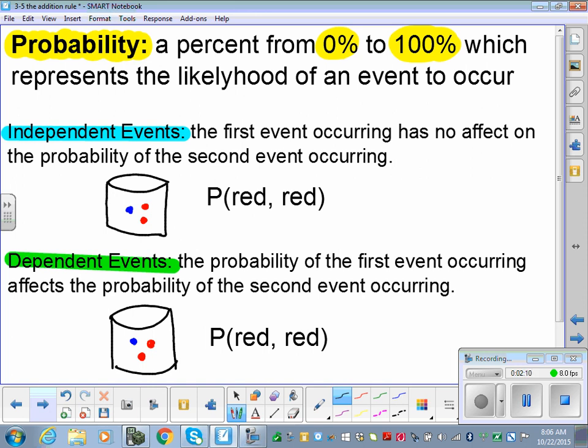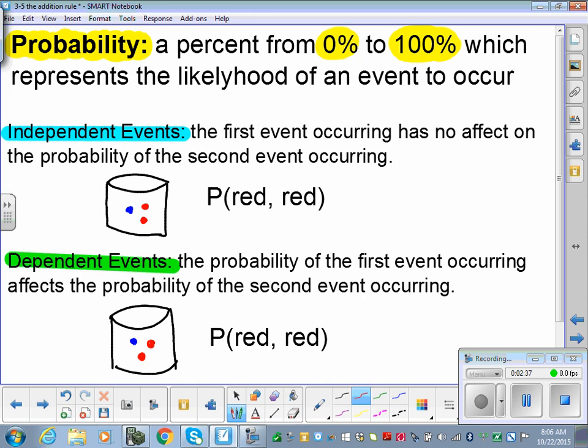So then we talked about these few things in this unit. Independent events. So independent means the first event has no effect on the second event. It has no effect on the probability of the second event. And we know that if that's true, then we can multiply the individual probabilities. So let's look at this one real quick. If we have a blue marble, red marble, and it's independent, meaning we're replacing it, what's the probability of drawing a red and a red?